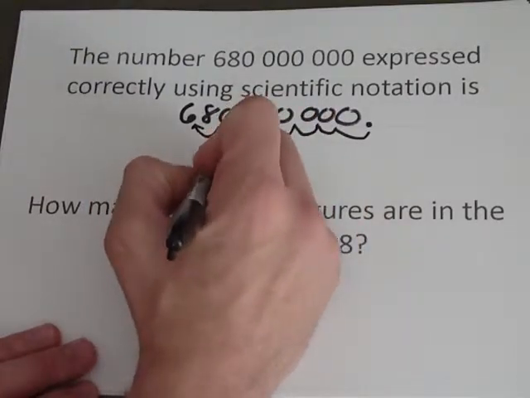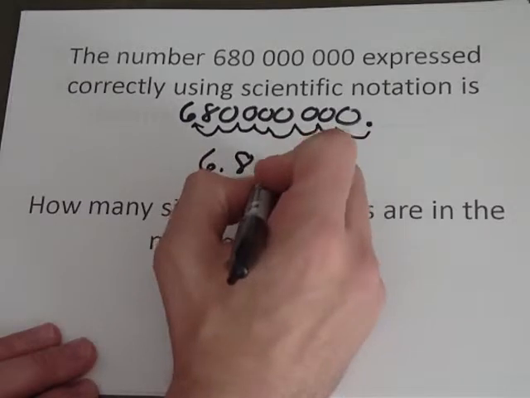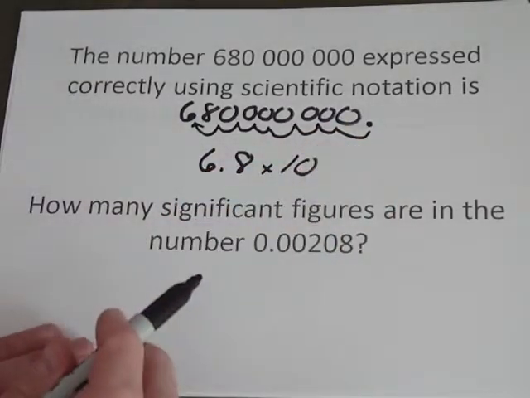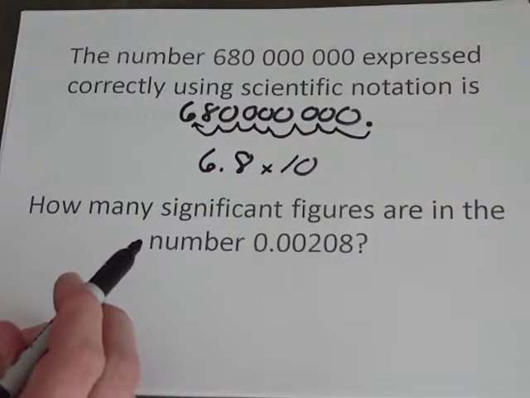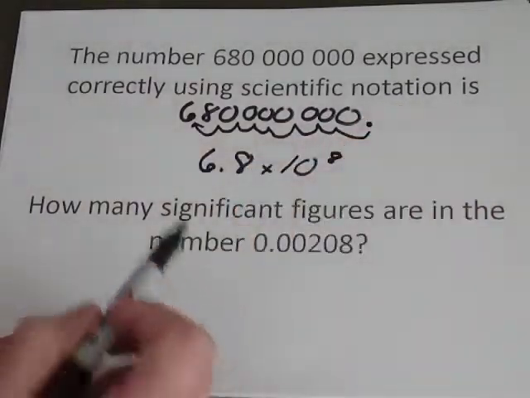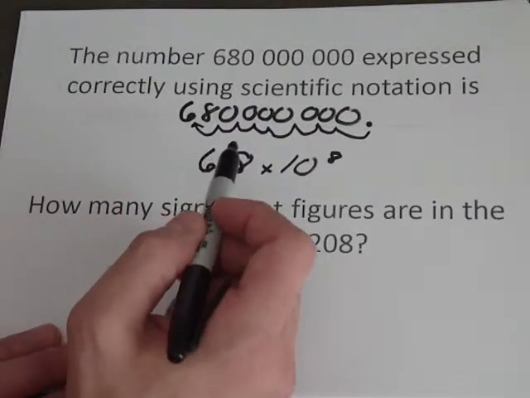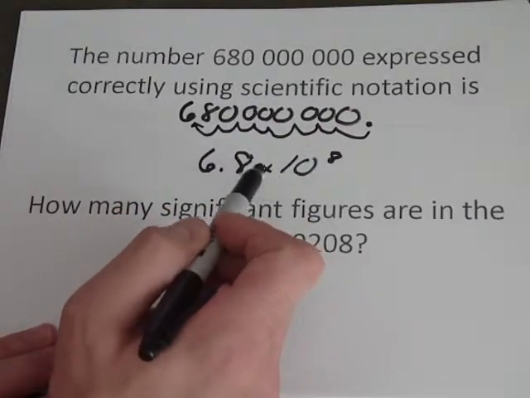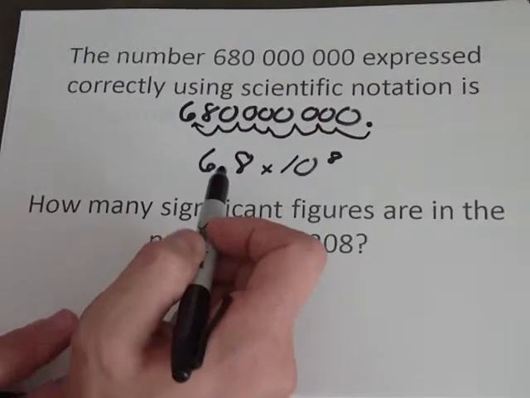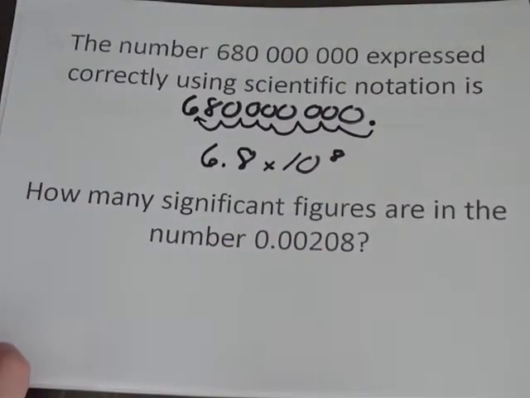And so that would give us 6.8, times 10, and the power would be how many decimal places we had to move over. We moved over 8 places. And because we moved the decimal to the left, and because our number is greater than 1, it would be a positive exponent. And so it would be 6.8 times 10 to the 8th.